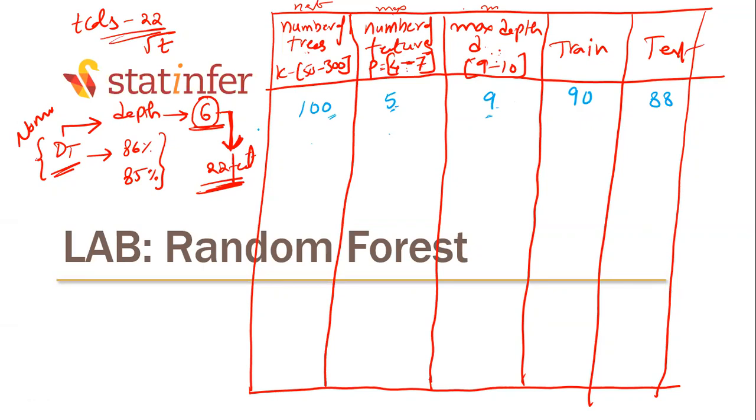Venkatesh, 100 trees, that's good. 6, that's good. 9, that's good. 91, 89. This looks pretty much final to me. No real suggestion. Maybe just a case if you try 10. Sometimes you may get the same answer or nearby the same answer, 0.5% or something. It is pretty much good. Okay.